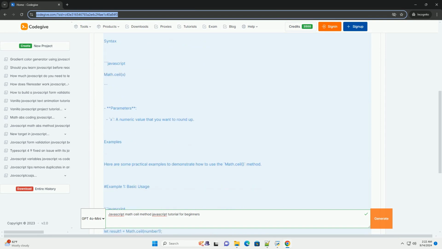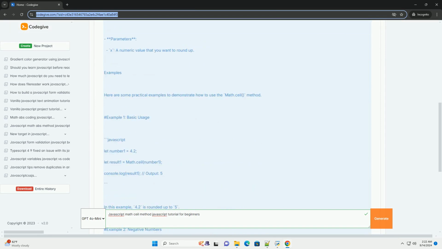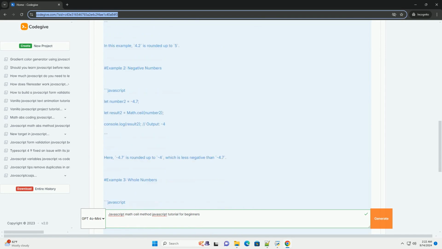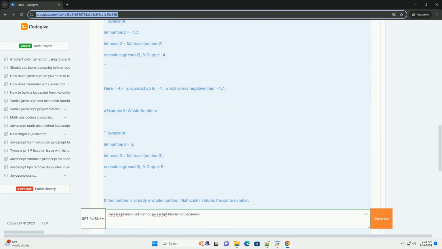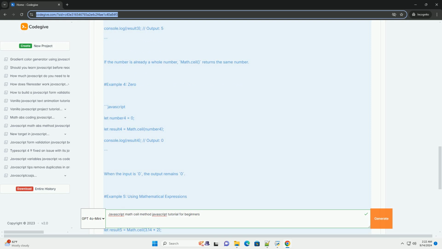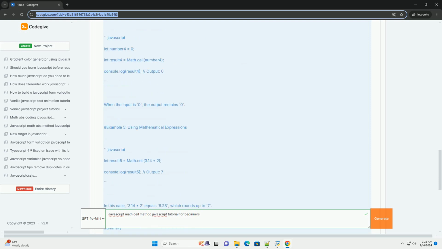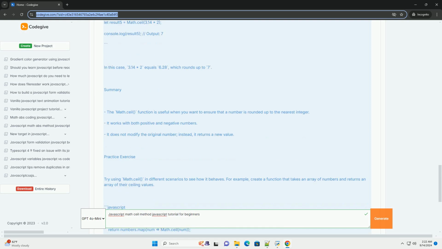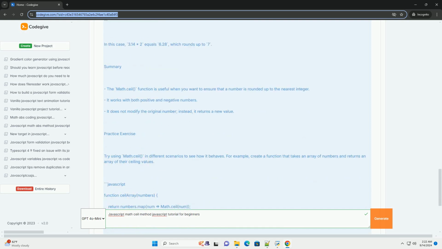The JavaScript Math.ceil method is a built-in function that rounds a given number up to the nearest integer. This method is particularly useful when you need to ensure that any fractional value is rounded up, regardless of its decimal part. For instance, if you have a number like 4.2 or 5.7, using Math.ceil will convert these to 5 and 6, respectively. This method can handle both positive and negative numbers, always rounding towards positive infinity.